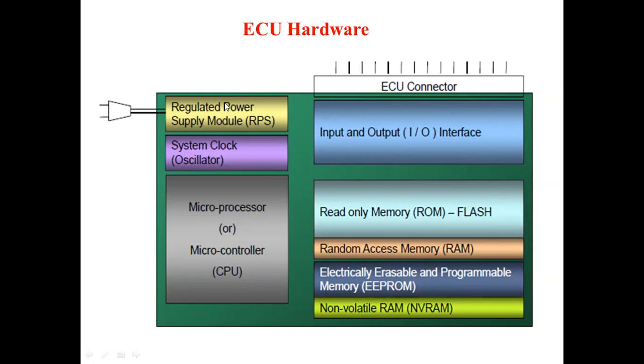Now from this, you are getting the regulator power supply module, that is RPS. Here there will be the clock, that is the system clock, which will be called an oscillator. And here there will be the microprocessor or microcontroller, which we are calling the CPU, central processing unit, which is the heart of that ECU.